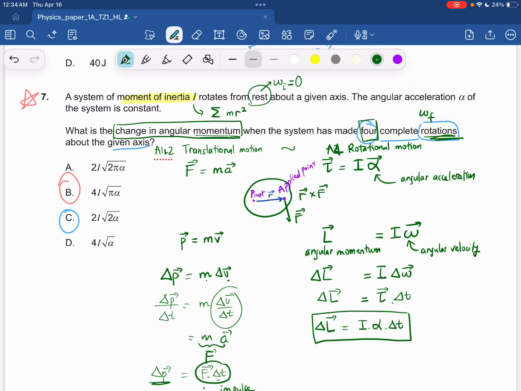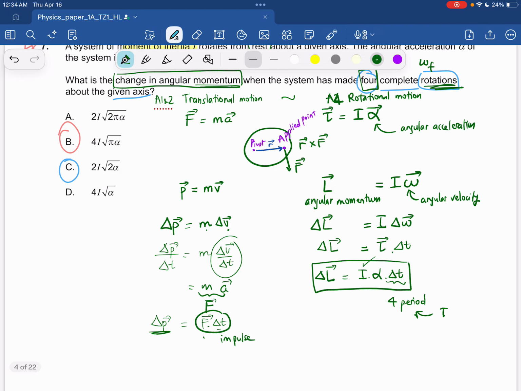So how can we find this? Basically, it mentioned the four complete rotations here, right? For this equation, we have I already, a constant mentioned here, and alpha is a constant as well. So we just need to find t. What is the t here? It's just 4 periods, right? Because the time it takes to complete one rotation is 1 period. If it's 4 rotations, then it should be 4 periods. Period is usually symbolized as T. So you get delta L equals I alpha times 4T.